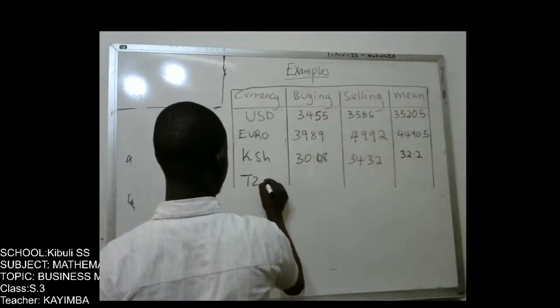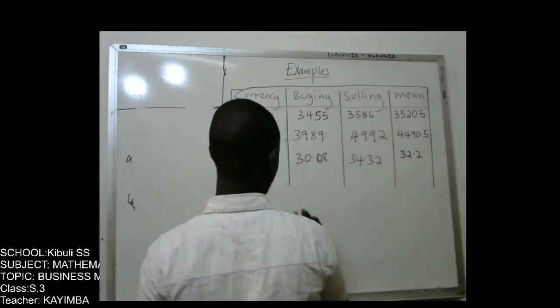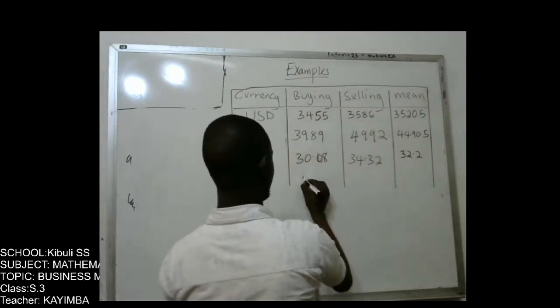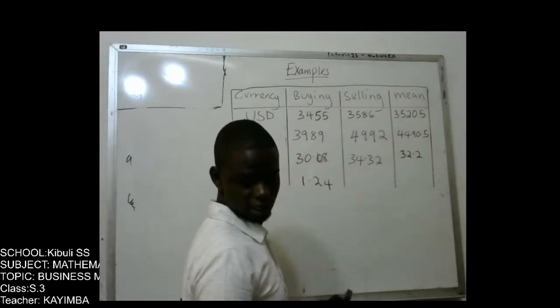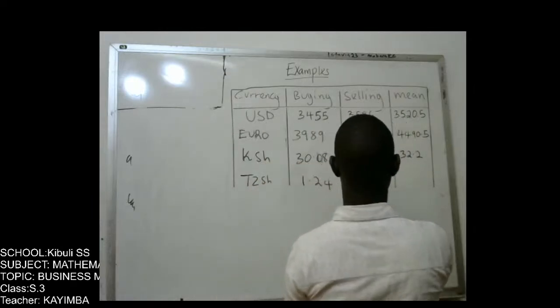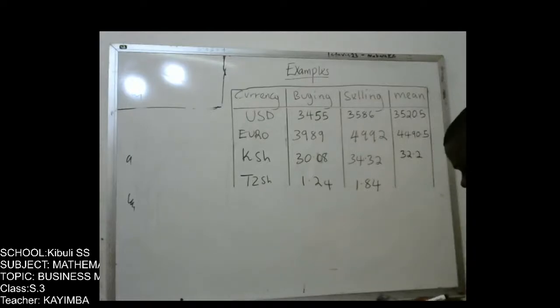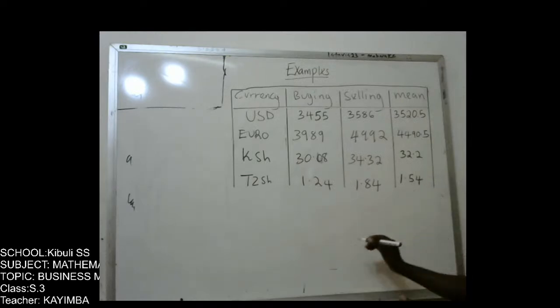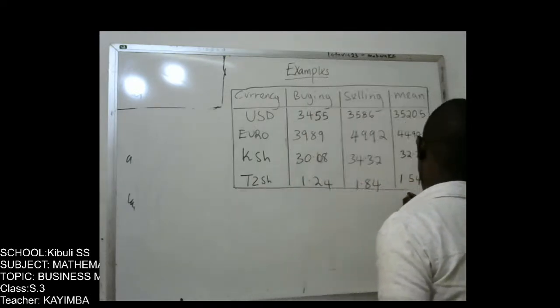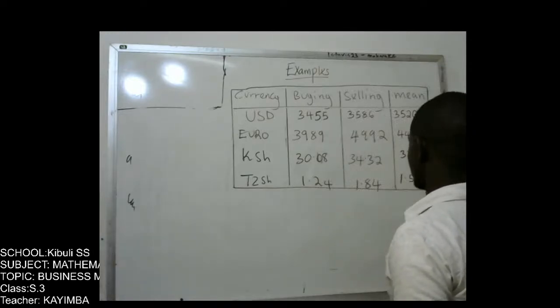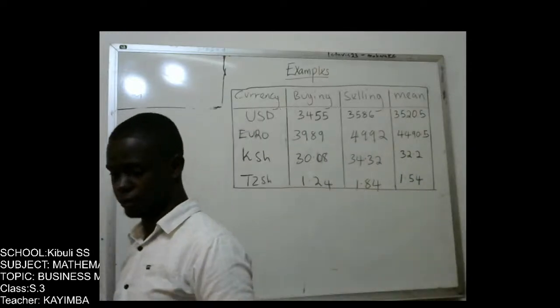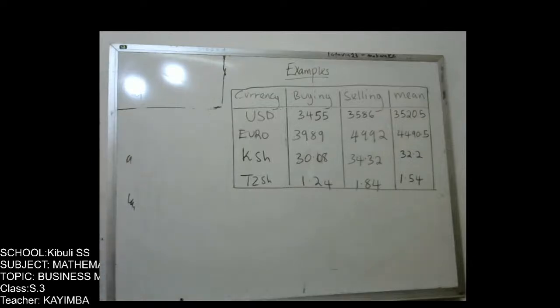Then we have Tanzanian shillings. Buying it at 1.24 and selling it at how much? 1.84. So this is 1.24 plus 1.84 divided by 2, which is 1.54. So that is the table for me to get the mean when I'm calculating.